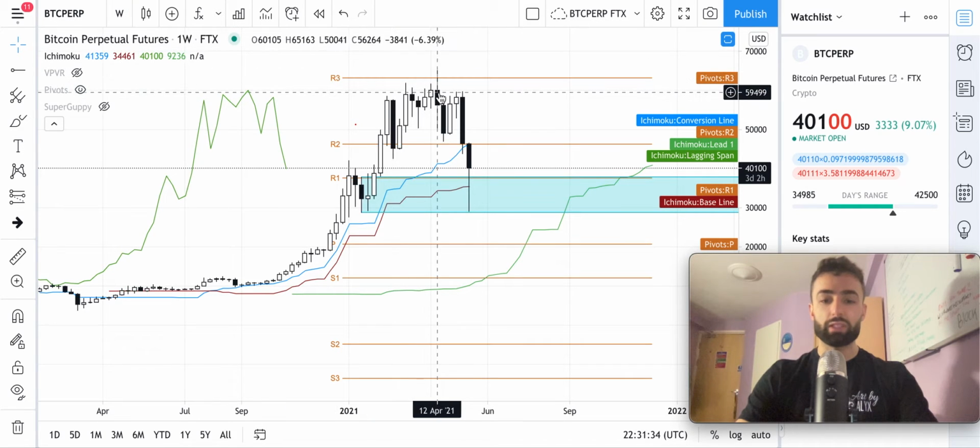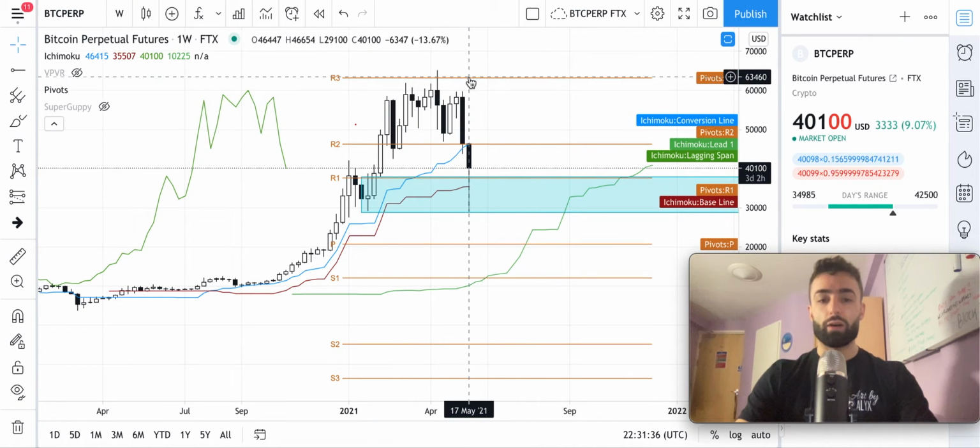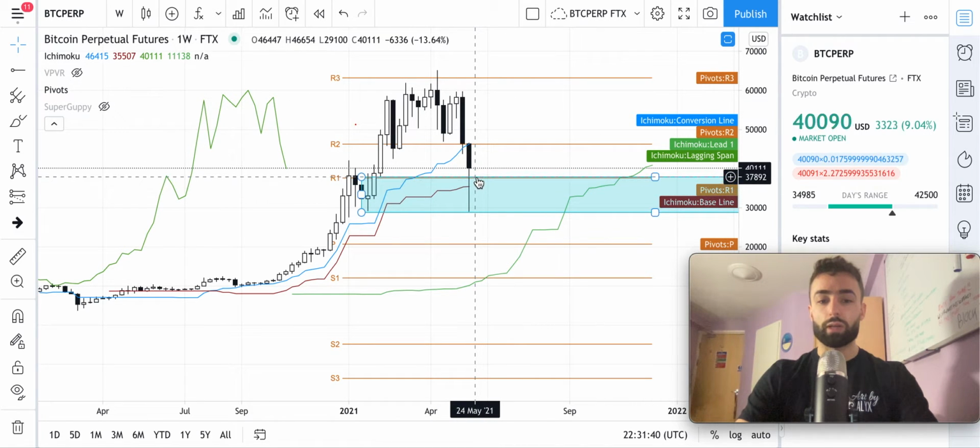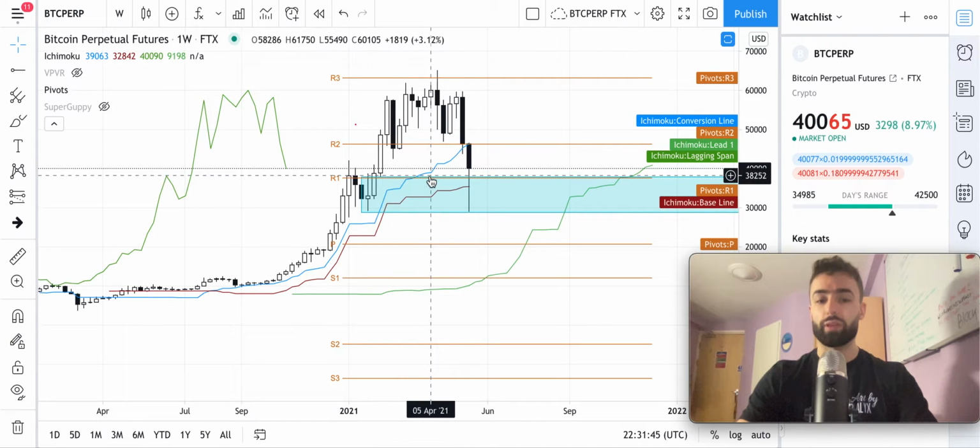If we look at the pivot levels, we can see that the R3 pivot up here was our main resistance level that pushed price down. Now we are bouncing off of the R1 pivot, which is pretty confluent with the top of this blue zone, right around 37,800.